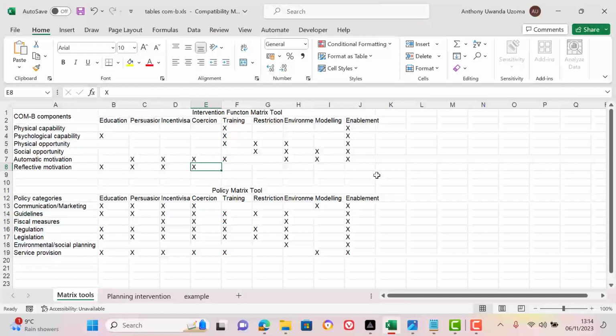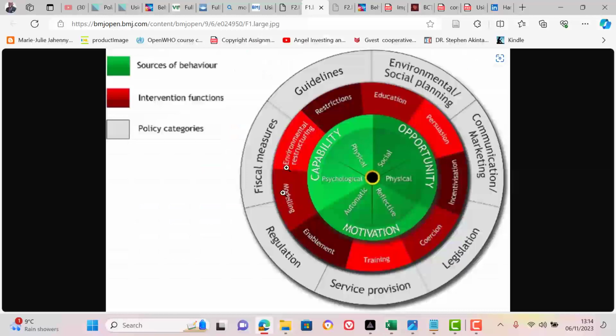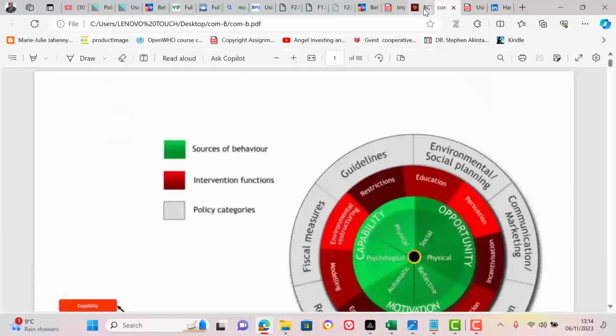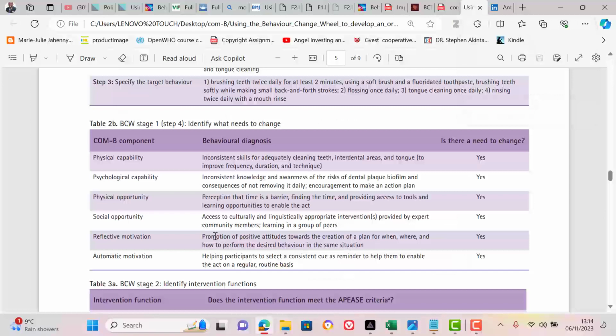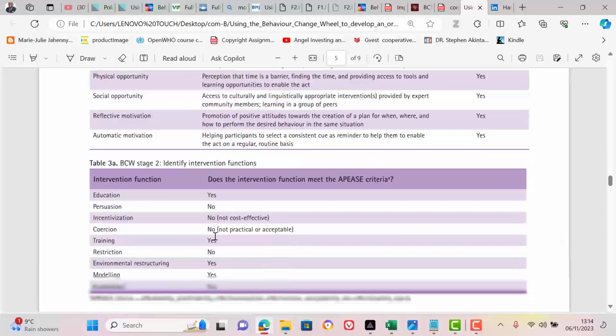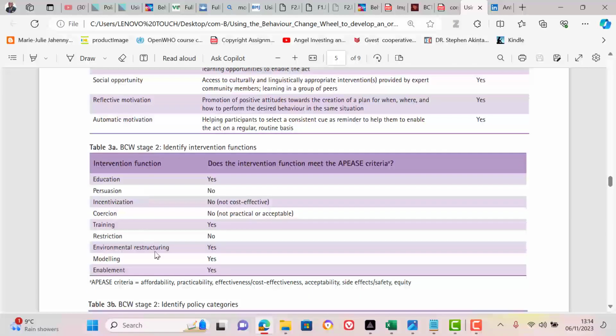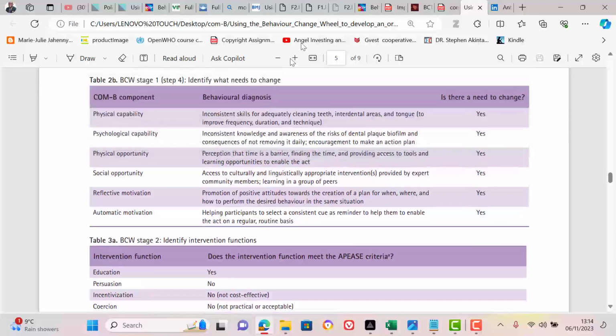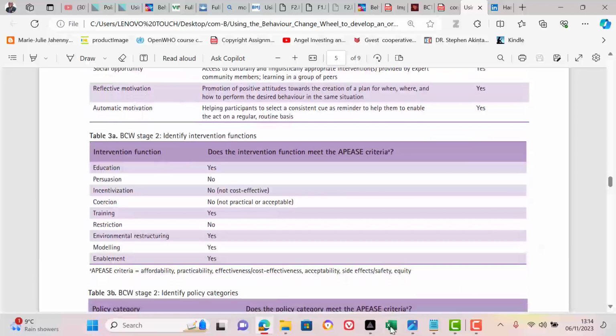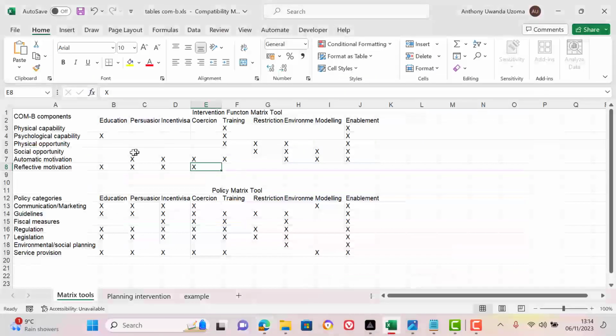So now I need to list all my intervention options, and then what I'm going to do now is to use the APEASE criteria to say which one, based on the context of my research and my intervention, I can do. And here is an example of how the author did it in his work here. So you see here, he listed out all the intervention options. Having identified the problems, the behavioral challenges here, he now used the matrix tool, which I've shown you already, to match which ones I can do.